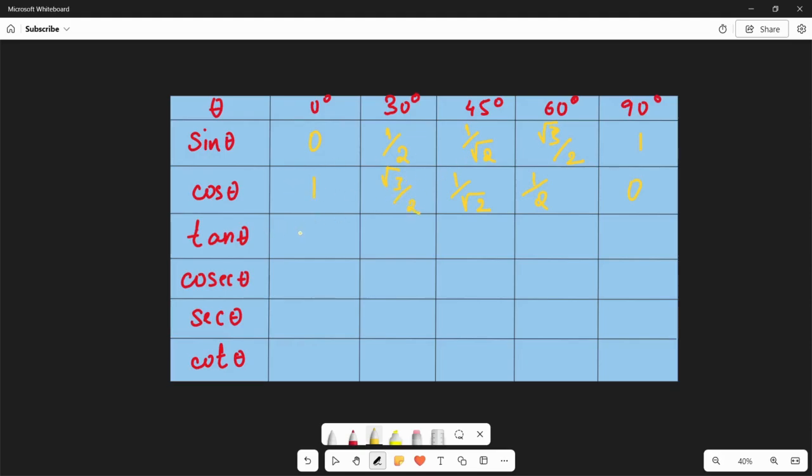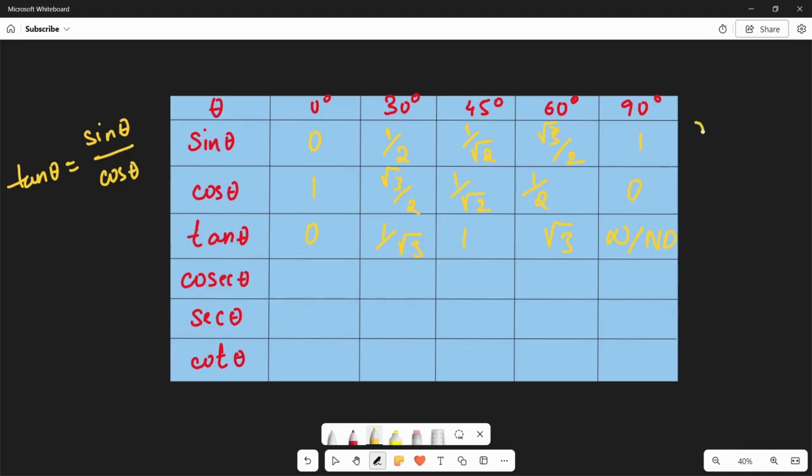Okay, and now the tan function, as we know, is nothing but sine theta by cos theta. So this becomes 0, 1 by root 3, 1, root 3, and as we are dividing 1 by 0 for tan 90, this becomes infinity or not defined.